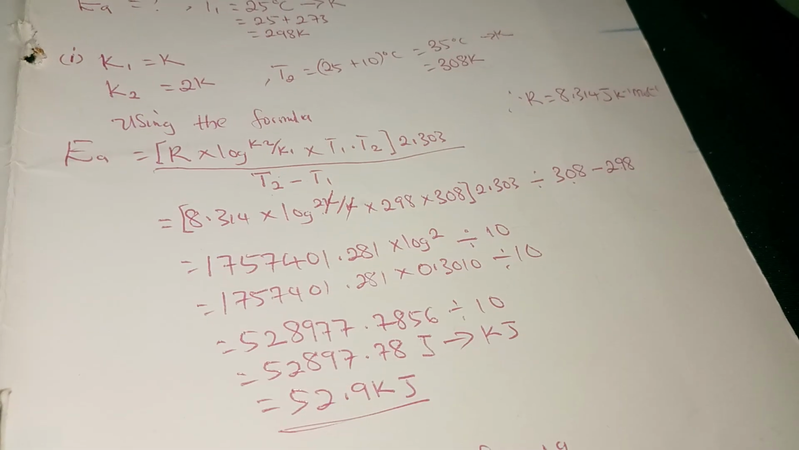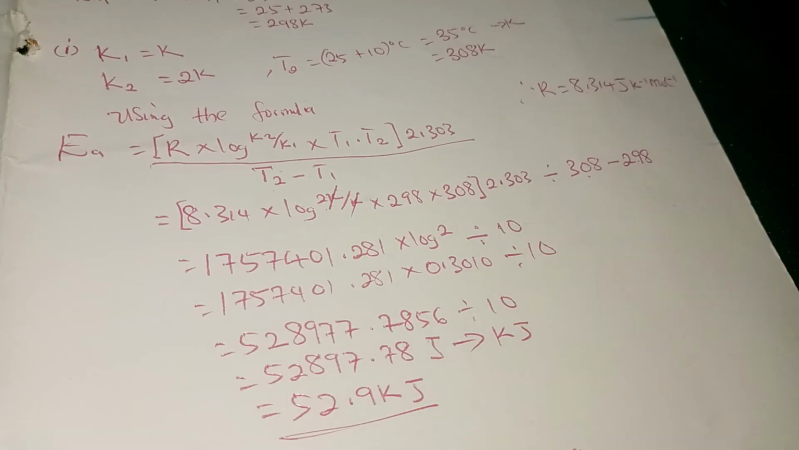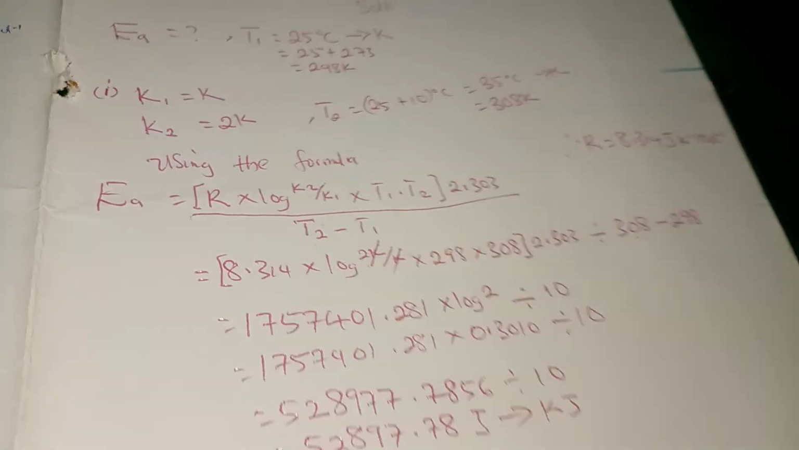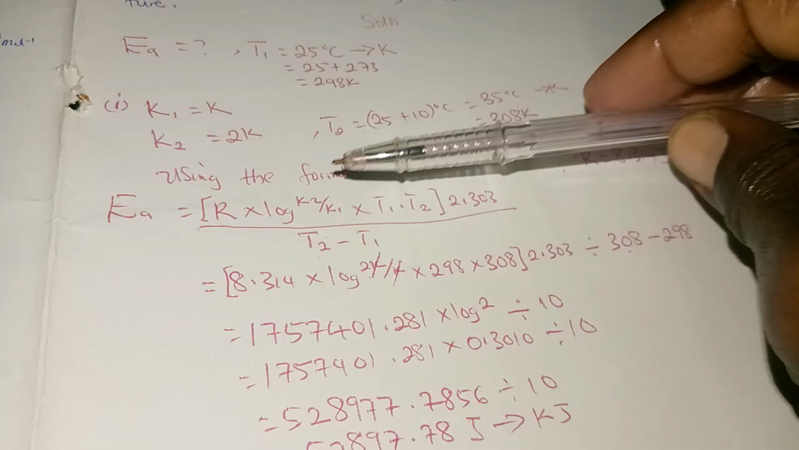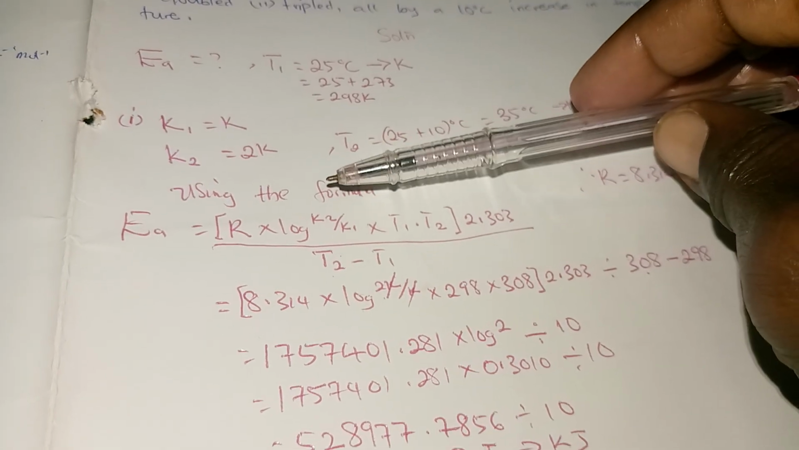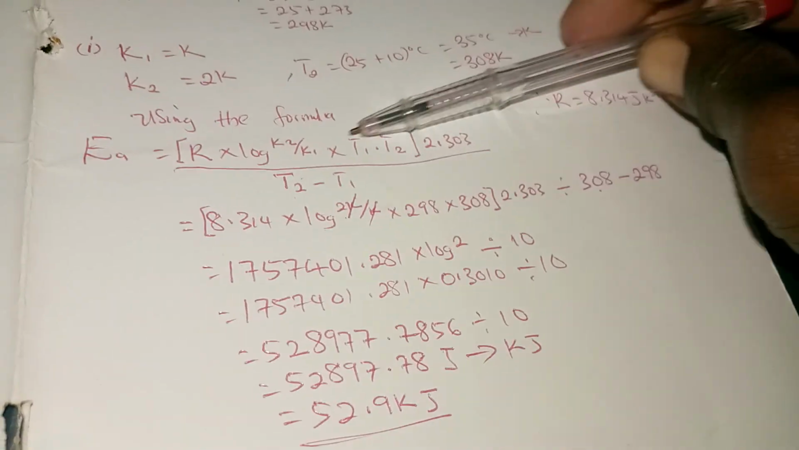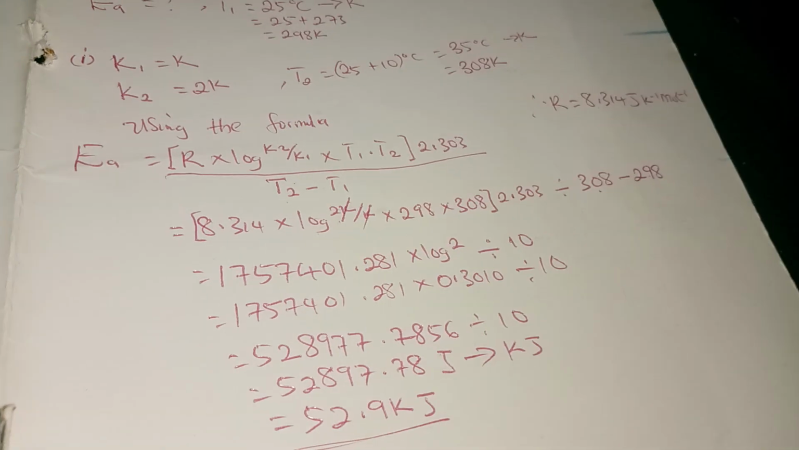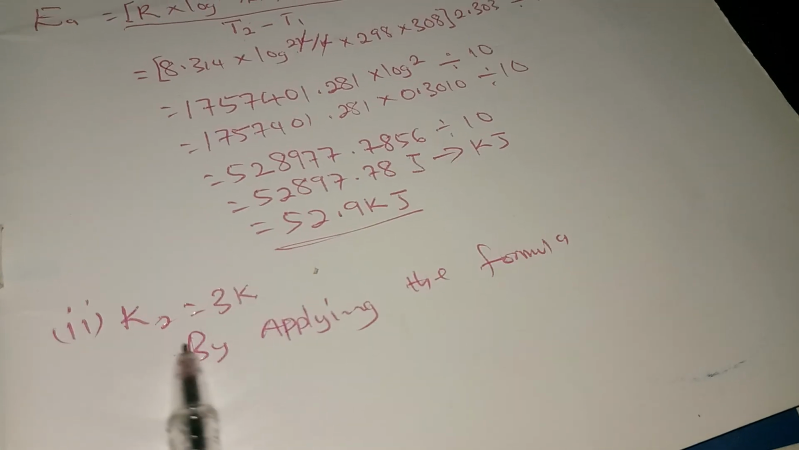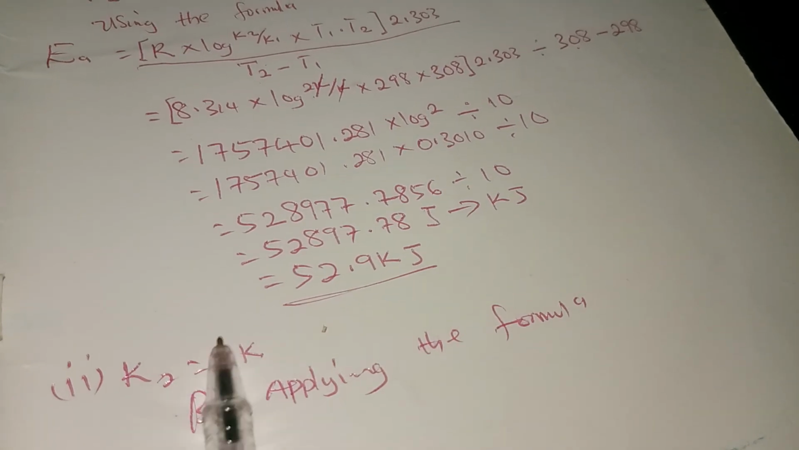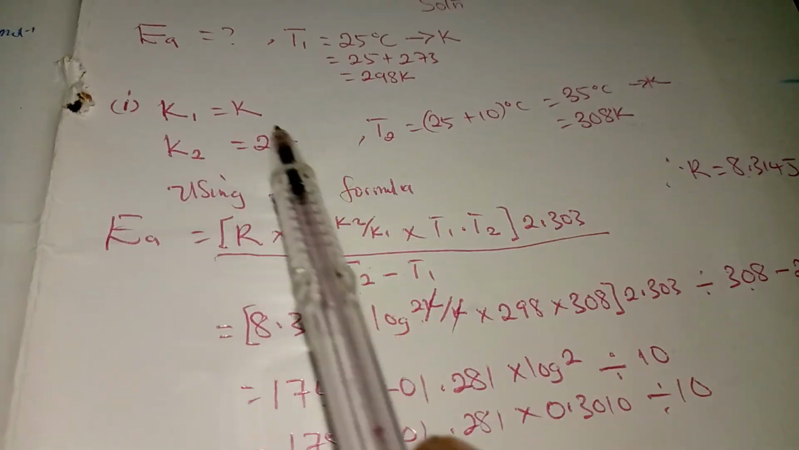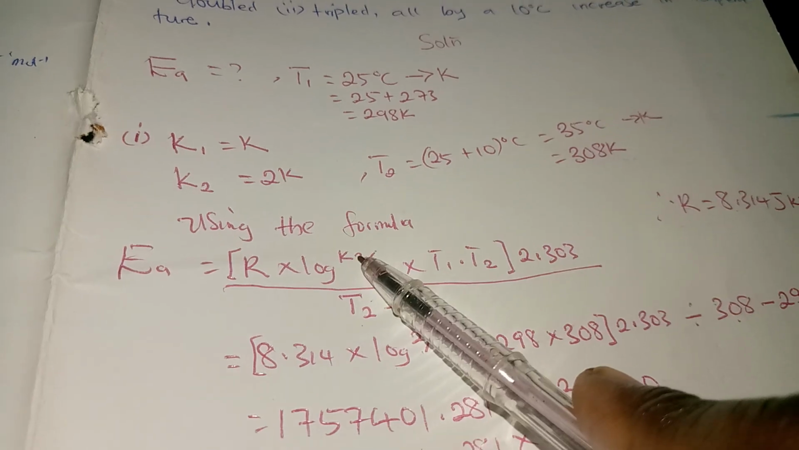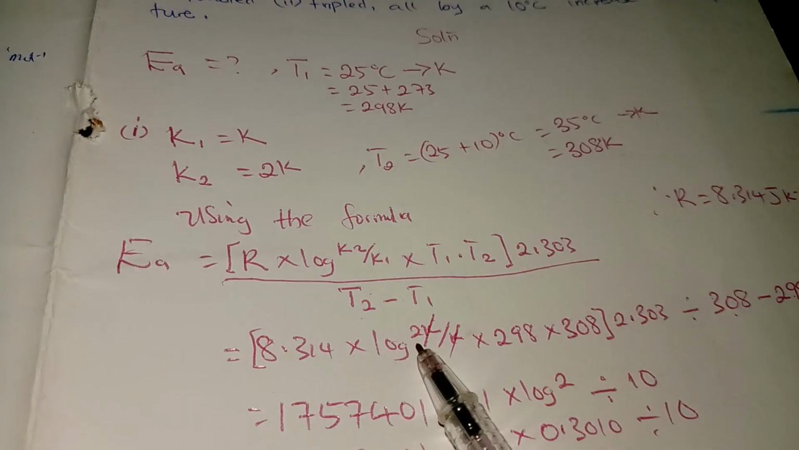So I'm not going to waste any time here. I'm believing you understand what we did here. The only difference between this particular question and question number II is the rate constant. This one, the rate constant is 3, but here it was 2. So I'm going to substitute 3k into this, which is in this place.